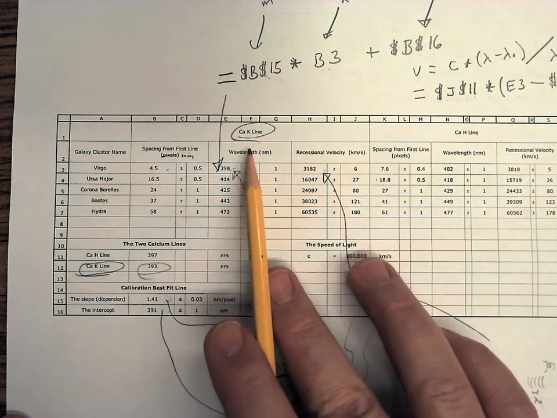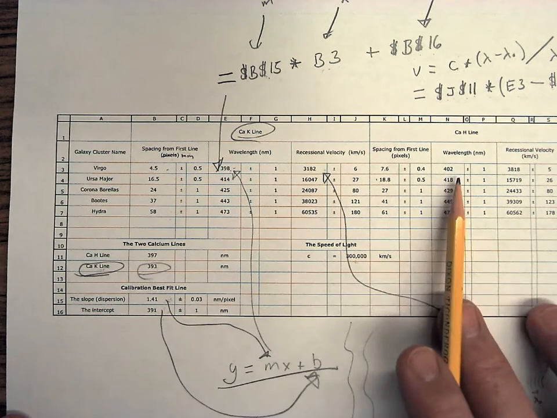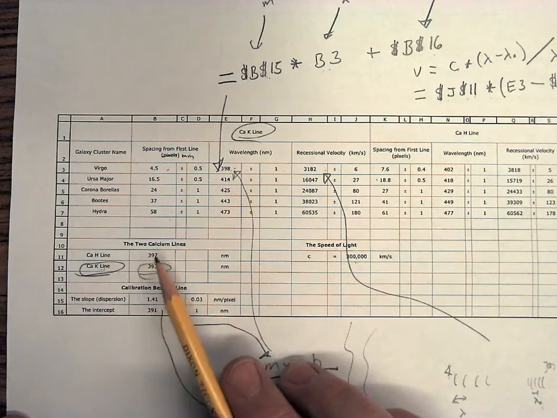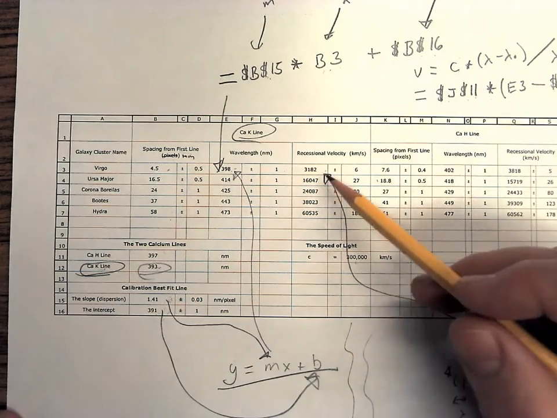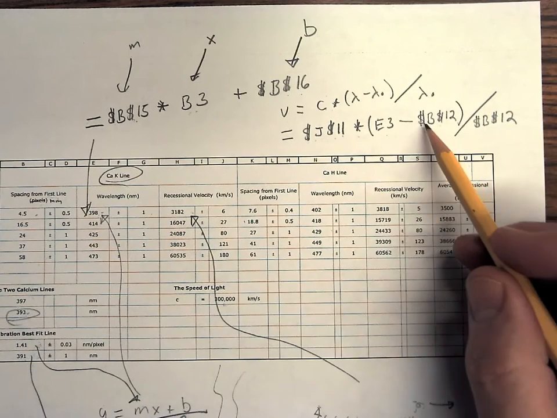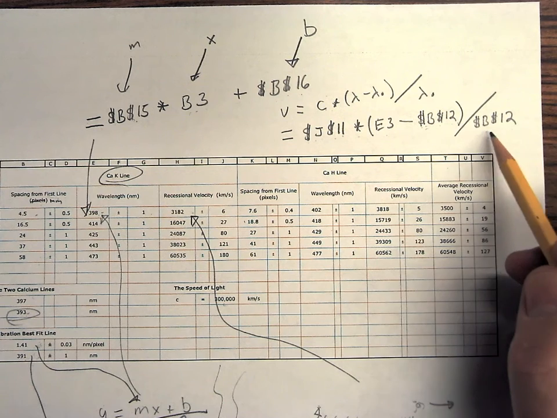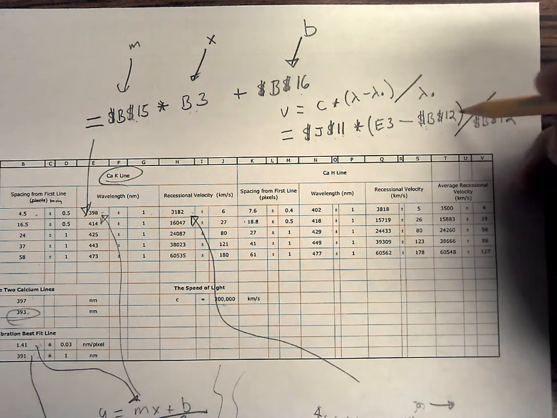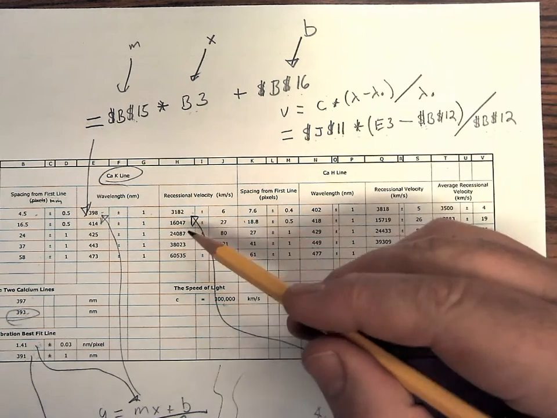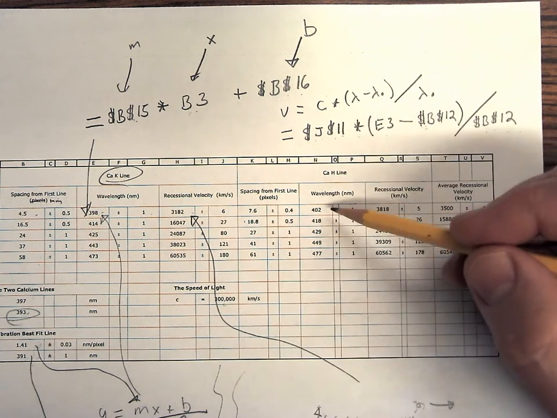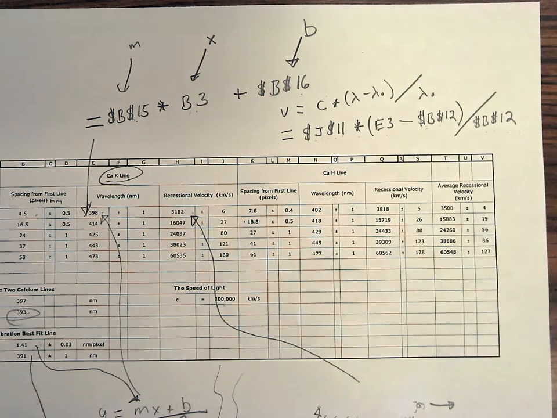Notice this is K, and this is K. How do we know that the first one is K and the second one is H? Because this is a smaller number than this. Then, if you go back to here, all this is divided by $B$12. Notice how we have to put the dollar signs in so that we can fill these down, and so eventually we can copy them over for the H line as well.